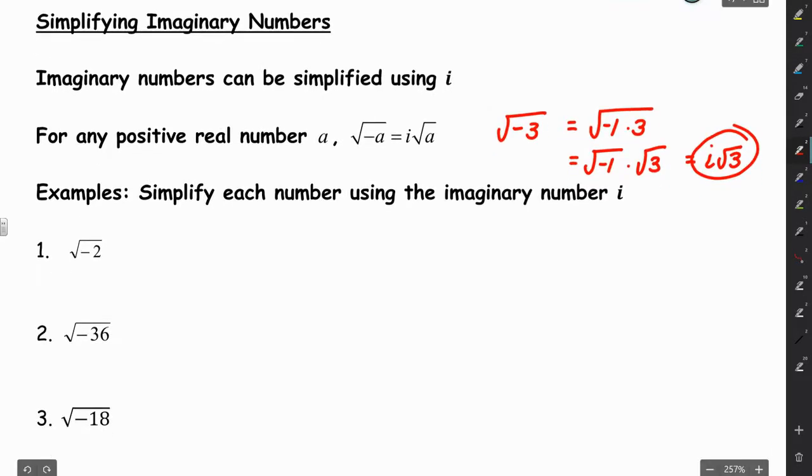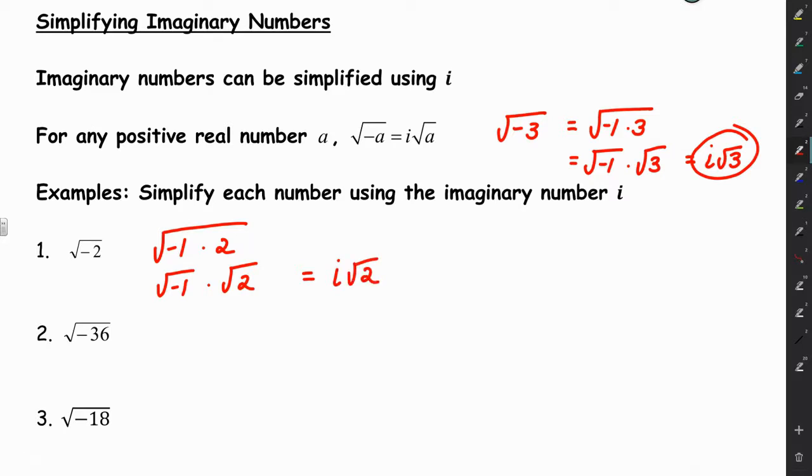So simplify each number using i, right? We have the square root of -2. That's the same as the square root of -1 times 2. That's the square root of -1 times the square root of 2. The square root of 2 can't be simplified anymore, so we're going to leave that alone. And now we know that the square root of -1 is i, so we get i root 2. So the negative part under the radical has been replaced with i. And then, of course, we still have that root 2, so that stays there. All right, let's look at the next one.